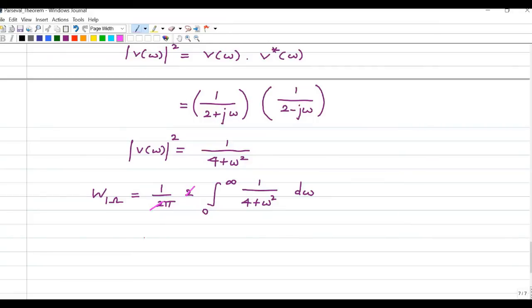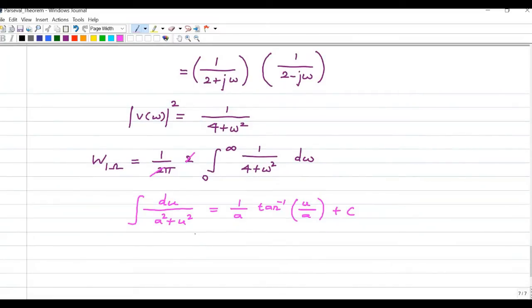Before that, I'm going to write a standard identity. You may be familiar with this. Integral du over a square plus u square is 1 over a tan inverse u over a plus c. Is it correct? Let me put a box for this.